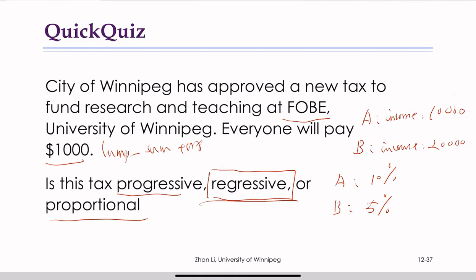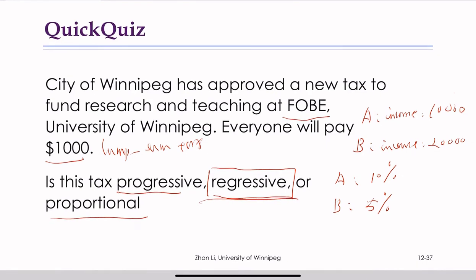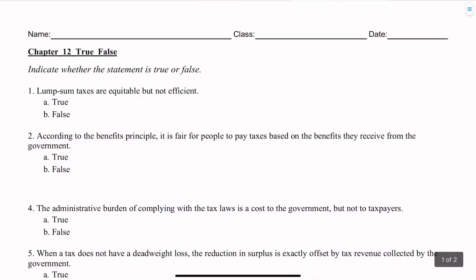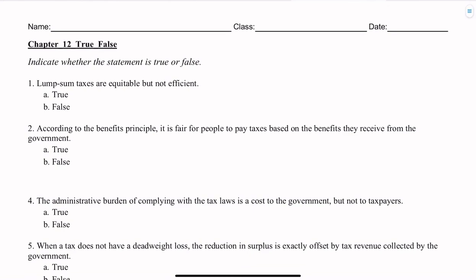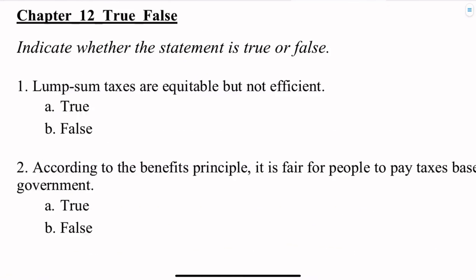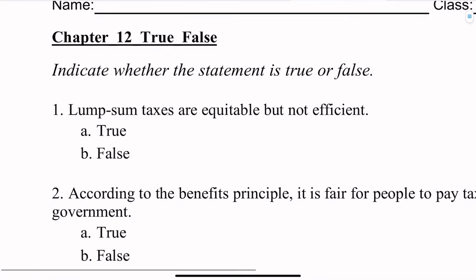Okay, great. Now let's discuss the true-false questions. First, lump sum taxes are equitable but not efficient. This is wrong, right? Because the correct statement is lump sum taxes are efficient but not equitable.